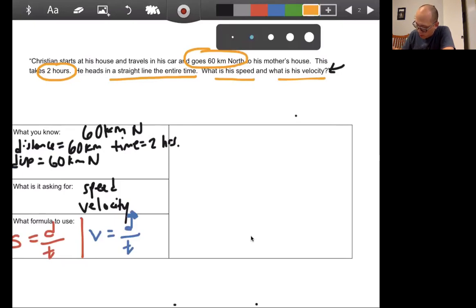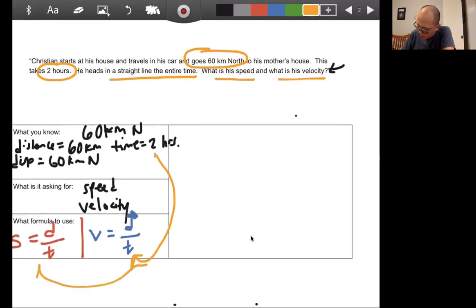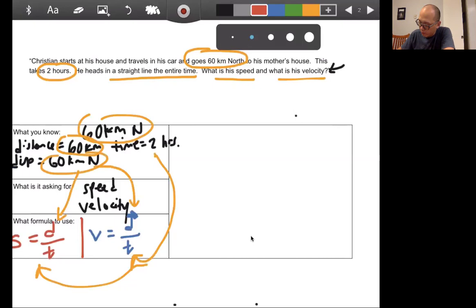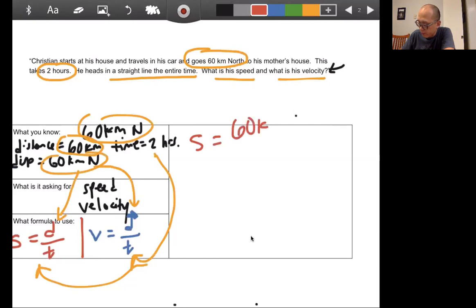We have said that the time is very clearly 2 hours. That'll be substituted here, and that'll be substituted here. And then we also saw that the distance in this situation is 60 kilometers. That's going to go here. And the 60 kilometers north is the displacement. That's going to go here. Easy enough. Now I just have to substitute in correctly. Speed is equal to distance, which is 60 kilometers, divided by time, which was the 2 hours.